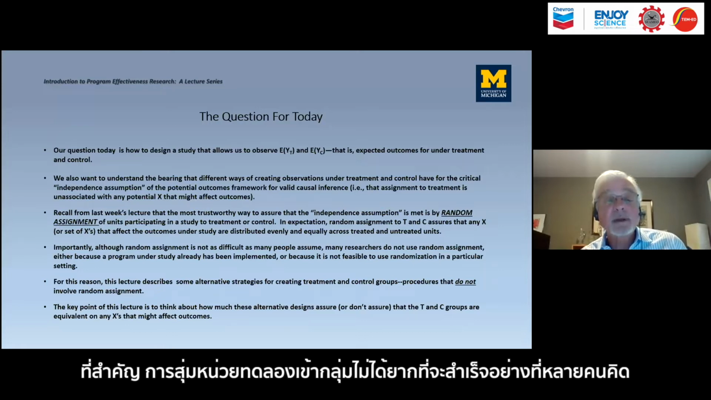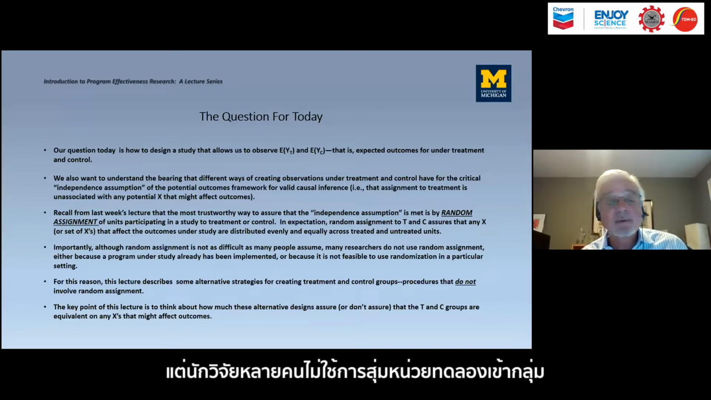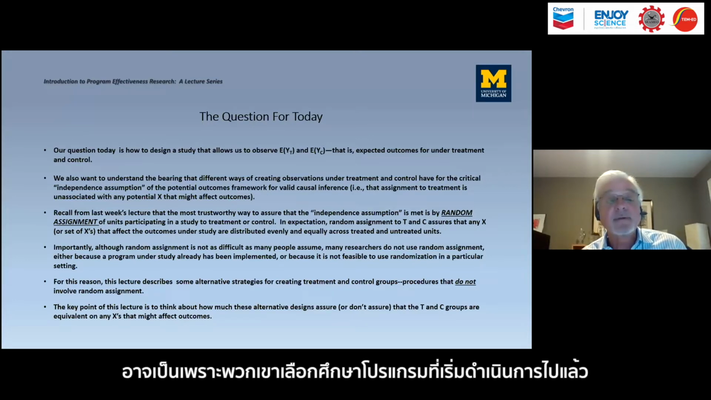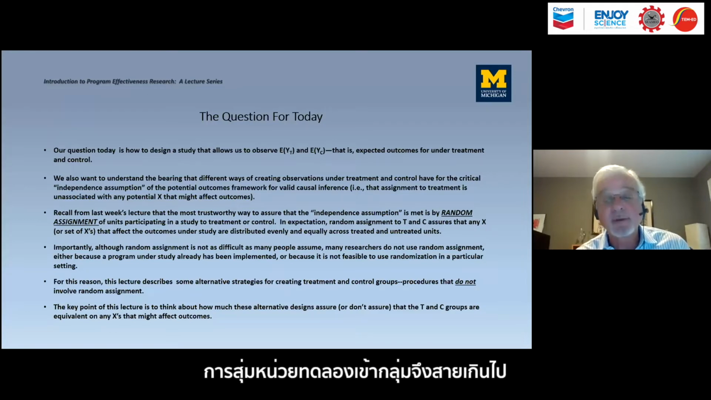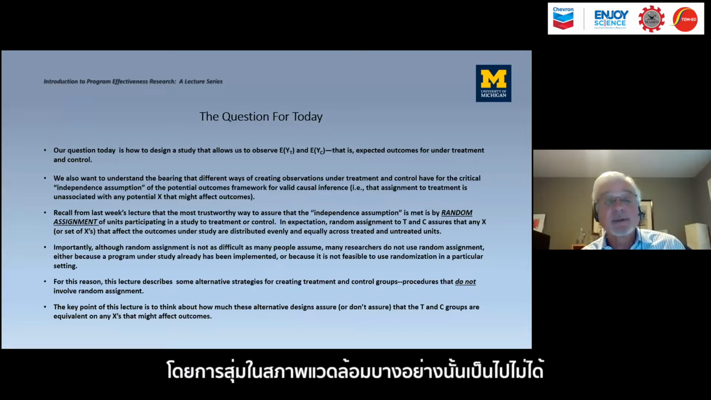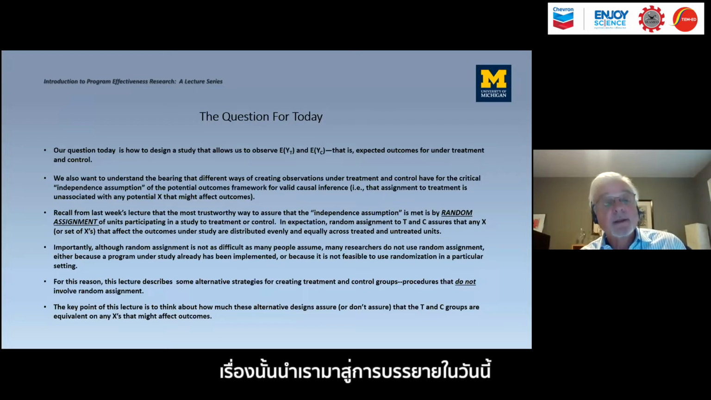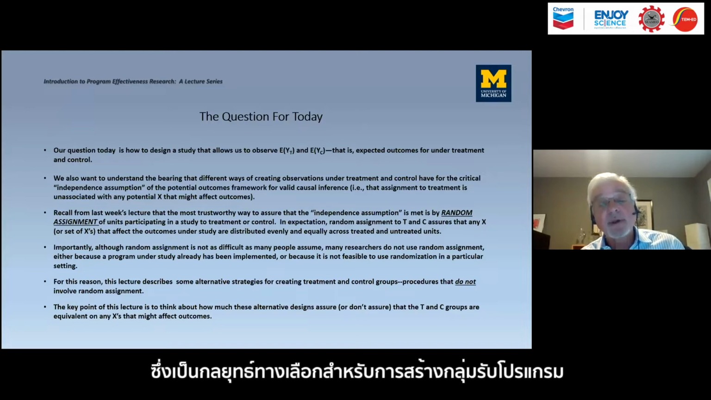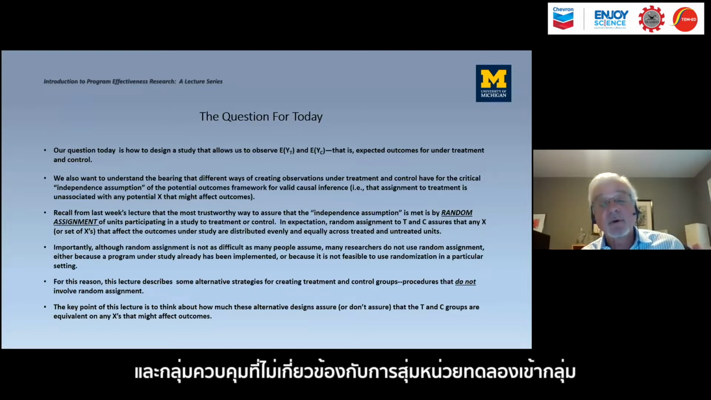Now, importantly, random assignment is not as difficult to achieve as many people assume, but many researchers don't use random assignment either because they have chosen to study a program that's already being implemented, it's too late for random assignment, or because they or those who they are studying think it is not feasible to use randomization in a particular setting. That brings us to the point of today's lecture, which is alternative strategies for creating treatment and control groups that don't involve random assignment.